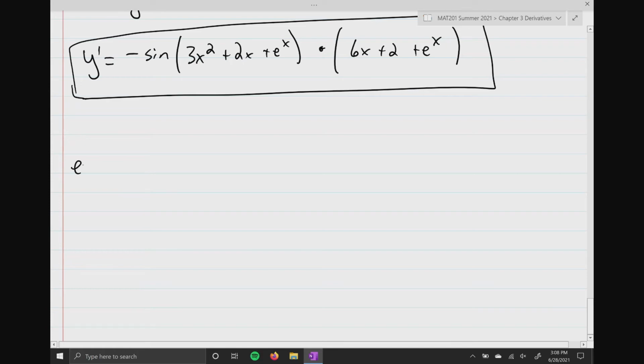So now I'm going to show you an example where it gets a little bit more complicated, but you have the tools necessary to go ahead and actually find these derivatives. So how about f of x equals the sine of x e to the x. Okay?